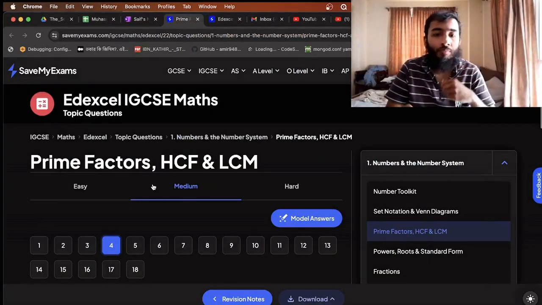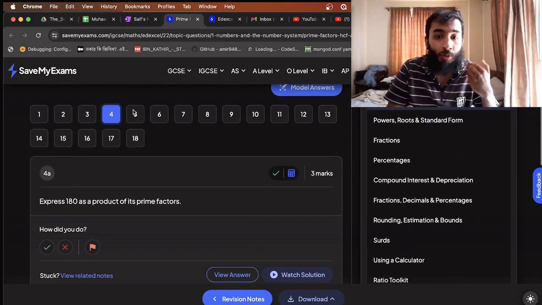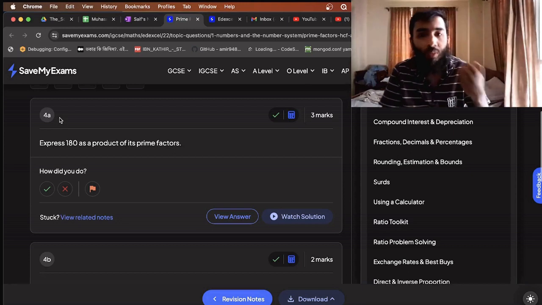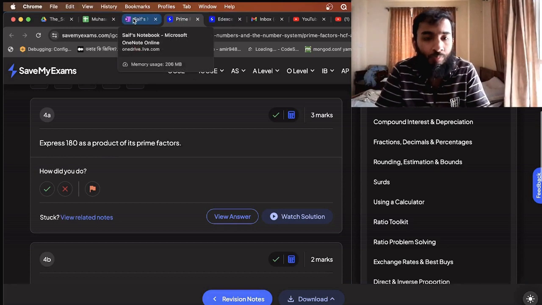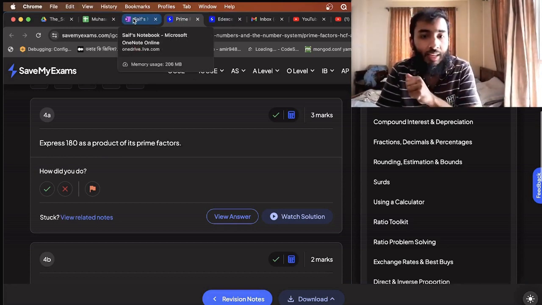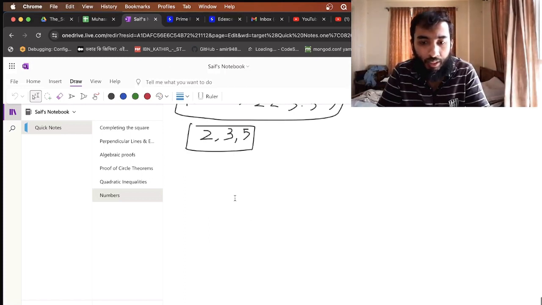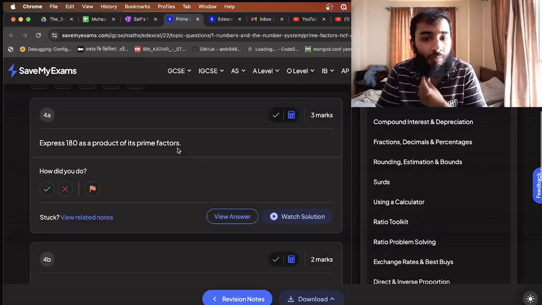Now if I go to problem number 4 of prime factors, HCF and LCM, problem 4 has 2 parts, 4a and 4b. If I first look at 4a, what does it say? It says express the number 180 as a product of its prime factors. So you have to express the number 180 as a product of its prime factors.